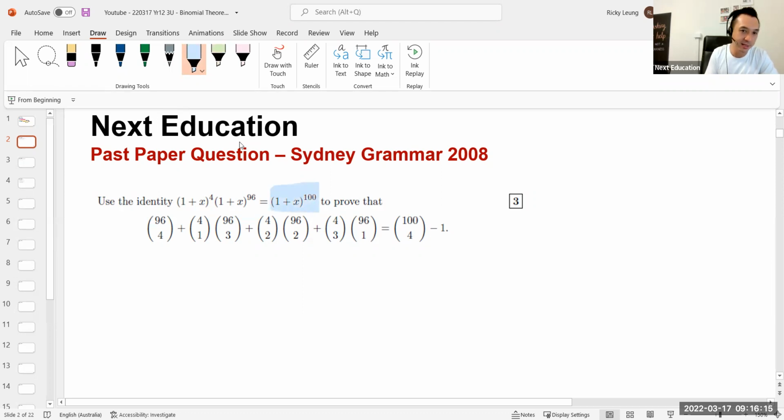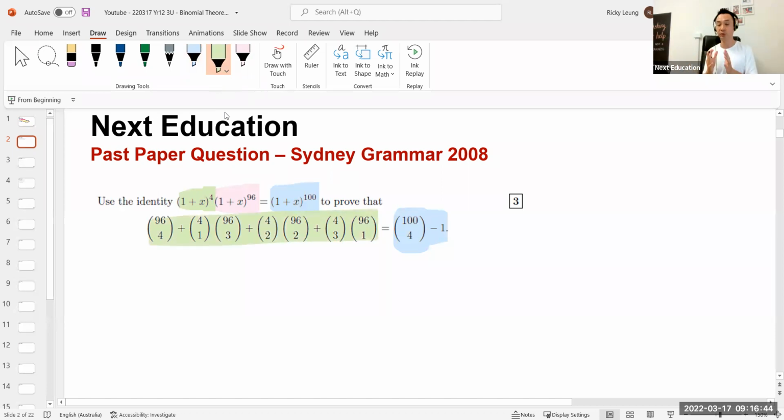Can you see that? In this case, they specifically didn't choose a symmetric breakup. Instead of 50-50, they chose 4 and 96. Where (1 plus x) to the power of 4 is that, and (1 plus x) to the power of 96 is that. That's fine. And look at what they want you to prove. They want you to prove something that has, well, I'll highlight the one, and then something that has a longer expression.